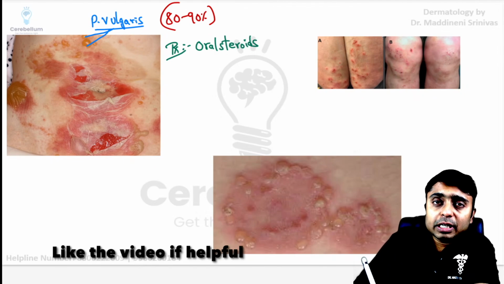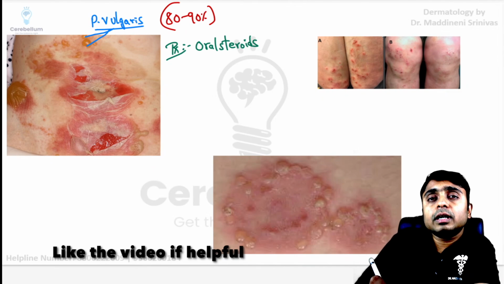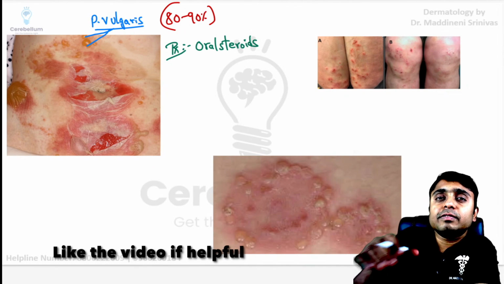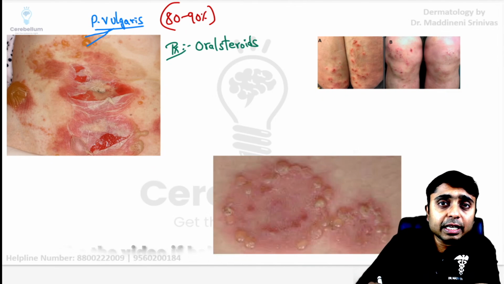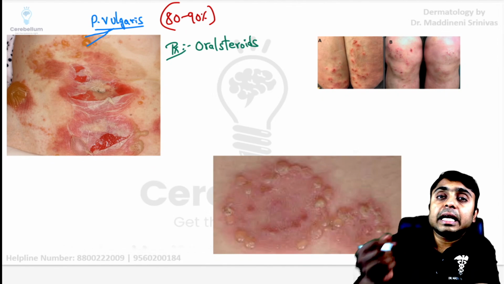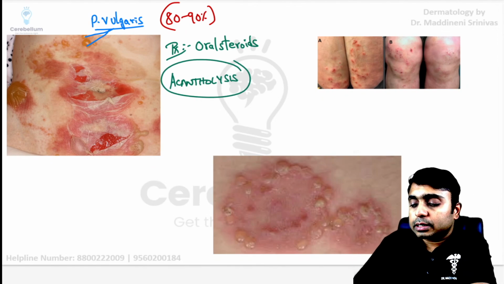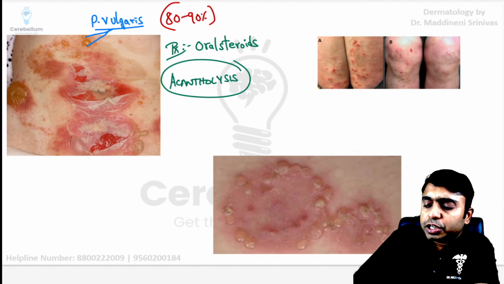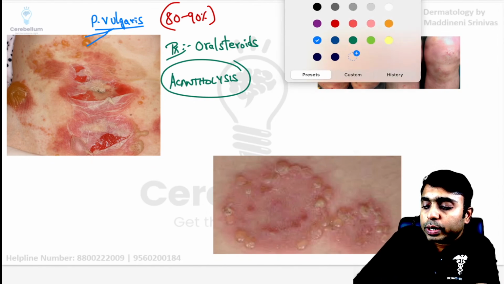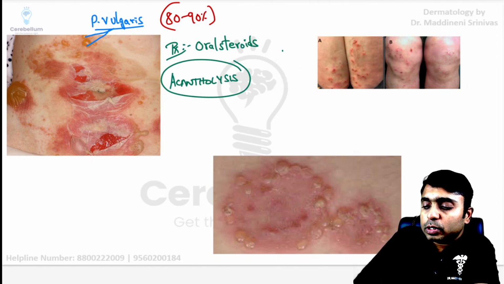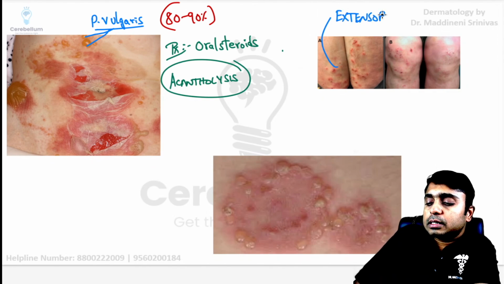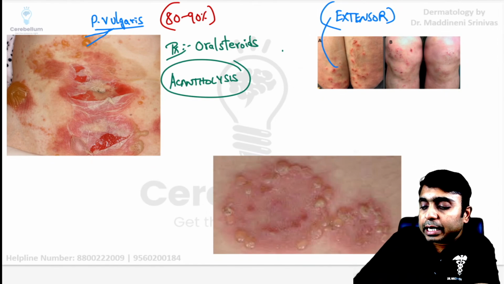Can you tell me what is the underlying mechanism responsible for these extended lesions, which is clinically demonstrated in the form of Nikolsky sign? The underlying mechanism is called acantholysis. Seeing the next image, here you are able to see excoriated papules present over the extensors. Extensors having the excoriated papules, think about the diagnosis of dermatitis herpetiformis.